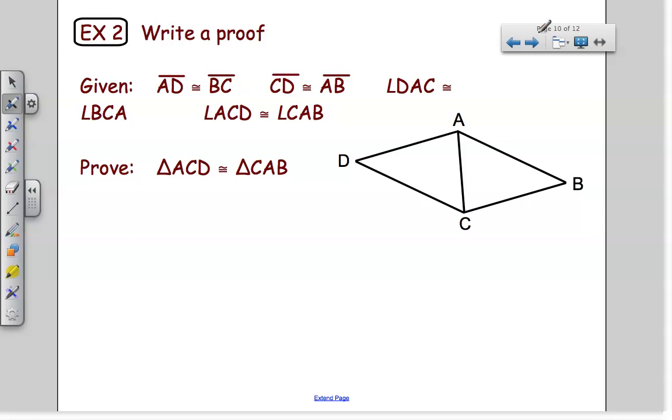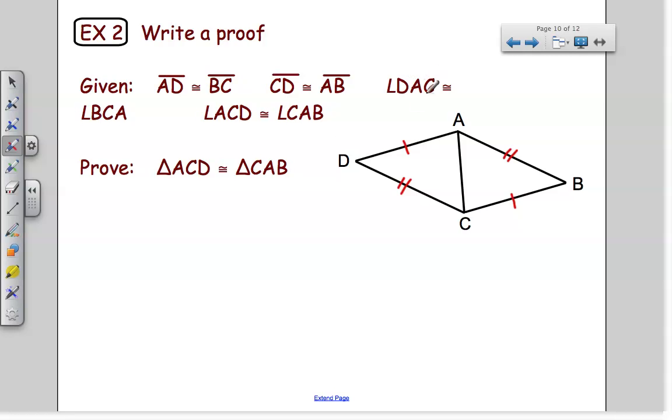Here's a proof I was talking about. Let's see, what am I given? I notice nothing's marked in here, so I'm going to start marking what I am given. I'm given that line segment AD is congruent to line segment BC. So side AD is congruent to side BC. I'll give those both one tick mark. I know that side CD is congruent to side AB. Line segment CD, two tick marks, congruent to line segment AB. Two tick marks there. Oh, sorry, this should be over here.